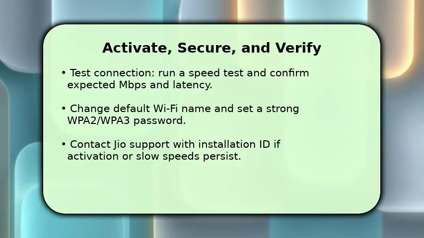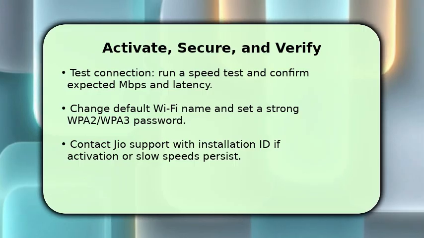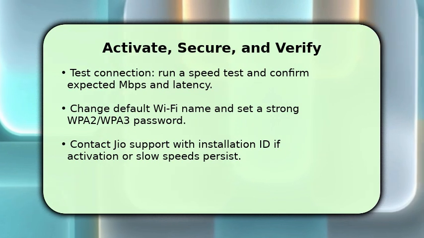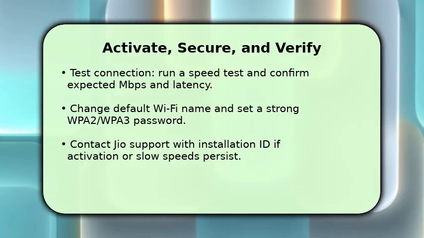If problems persist, note your installation ID and contact Jio support for escalation. A single troubleshooting tip: always check wiring and signal LEDs before calling support.